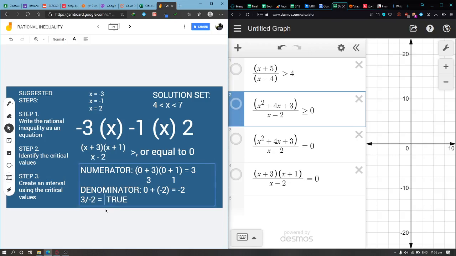Or, kapag sinimplify natin, 3 over negative 2 is, since ang numerator mo positive at ang denominator mo ngayon ay negative, magkaiba sila ng sign. And therefore, they are negative value. So, anong value ng 3 over 2? It is 1.5. So, negative 1.5 is not greater than or equal to 0. Siyempre, negative value. So, any values na negative, less than 0 sila. Ayan. So, it is false.